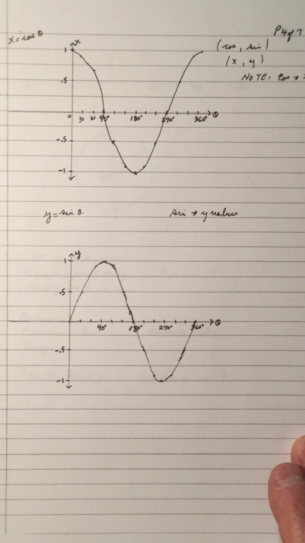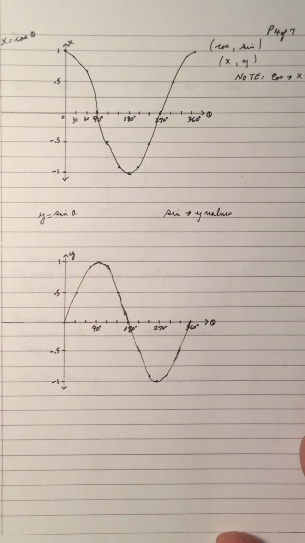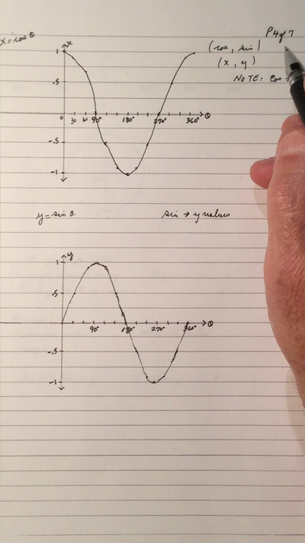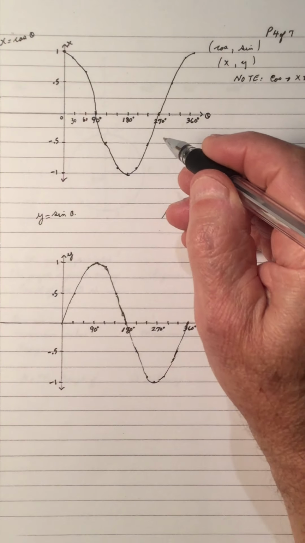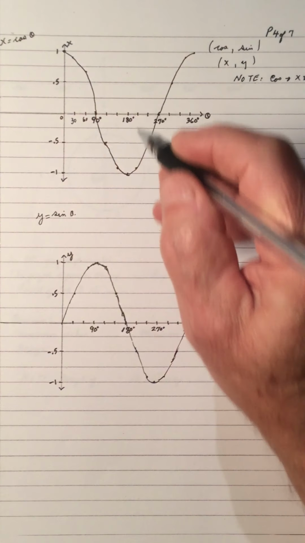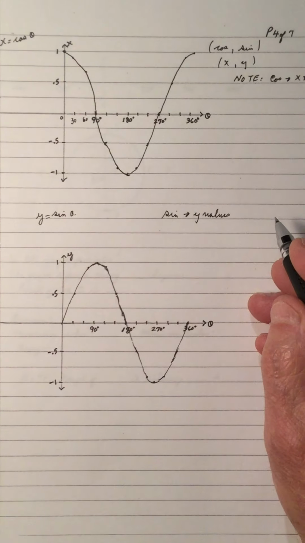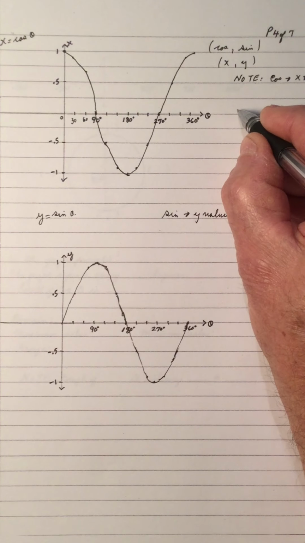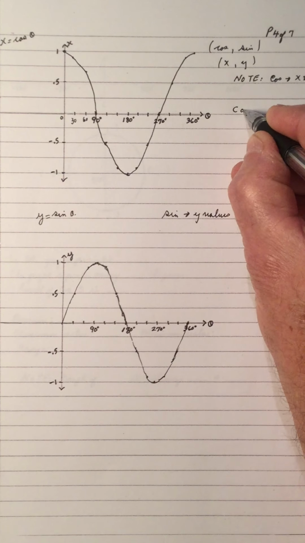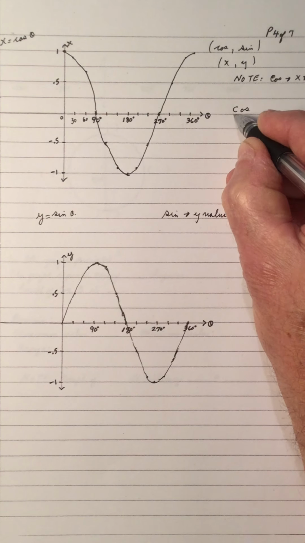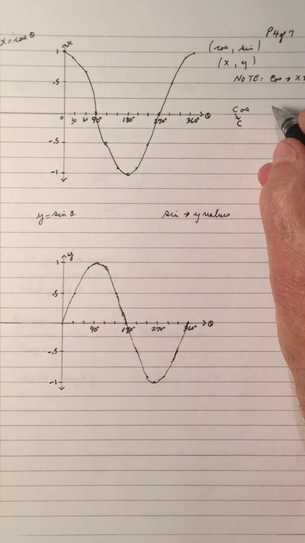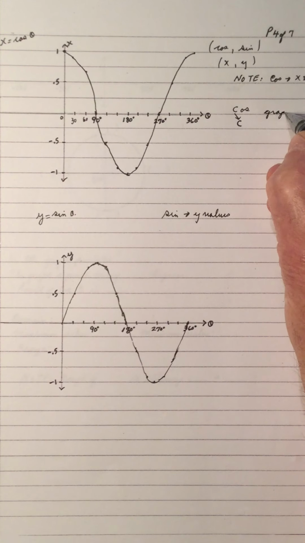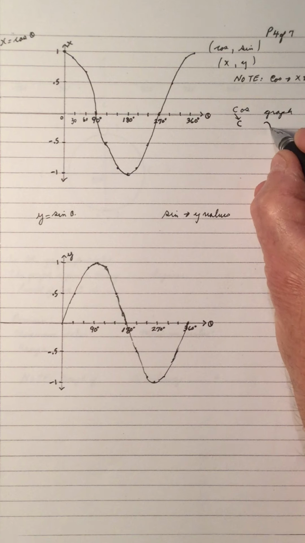Now, I want to look at these again. Very important to see that the cos graph is related to the x. So I have an x here. Sine is related to the y. Notice that the cos graph, watch, the cos graph is like this.